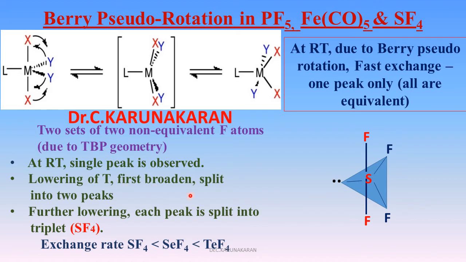On lowering the temperature, it splits into two signals, due to axial fluorine and equatorial fluorine being chemically distinct. Further, on lowering the temperature, each peak is split into a triplet. For example, the axial fluorines are split into a triplet because of coupling with the two equatorial fluorine atoms. Each peak is split into a triplet.